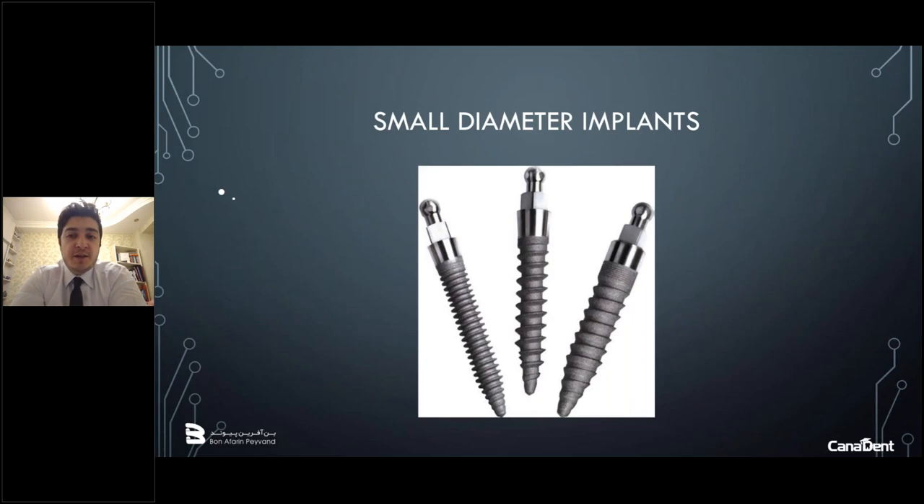Small diameter implants, often called mini implants, are screw-shaped implants with diameters from 1.8 to 2.9 millimeters and lengths ranging from 10 to 18 millimeters. The primary indication for small diameter implants is for treating patients with thin residual ridges that do not allow the placement of standard implants of 3 millimeters and greater, and as a treatment alternative to lateral ridge augmentation.